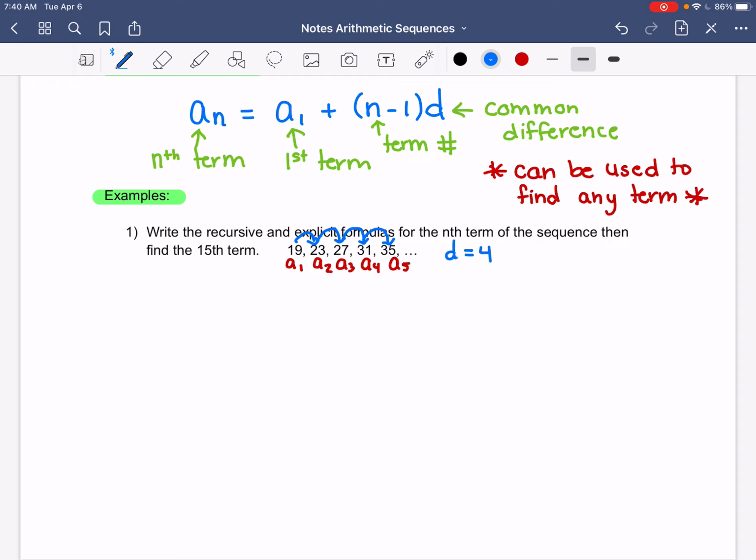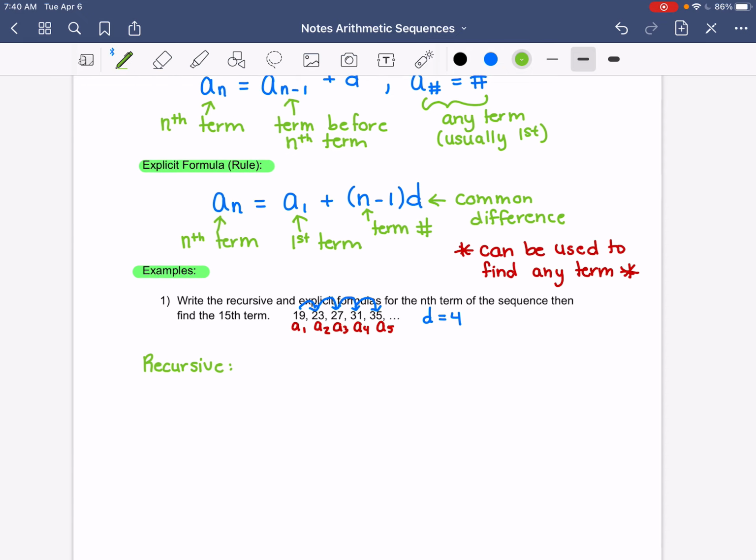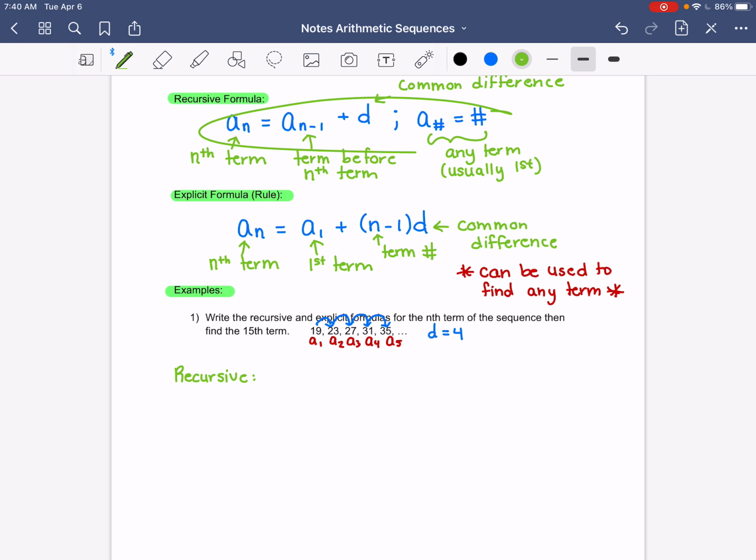So your common difference, D, is equal to 4. So when we write our recursive formula, our recursive formula is right up here in blue. The a sub n equals and the a sub n minus 1, that all stays. The only thing that you're actually plugging in is this letter D. And then you have to write out this part.